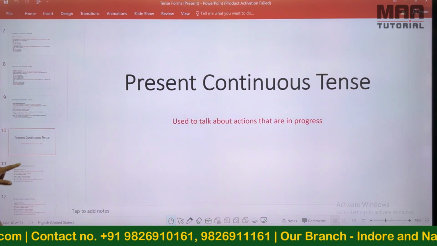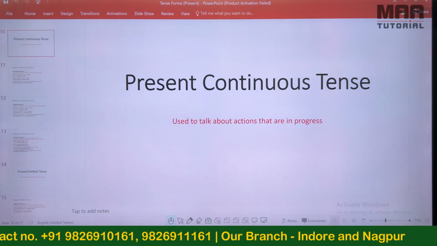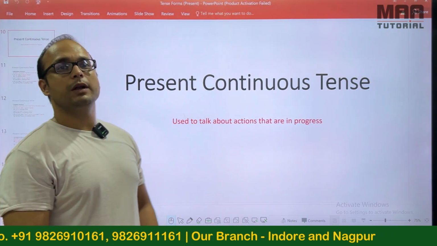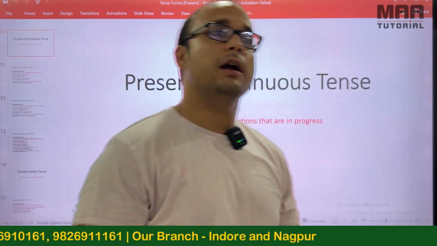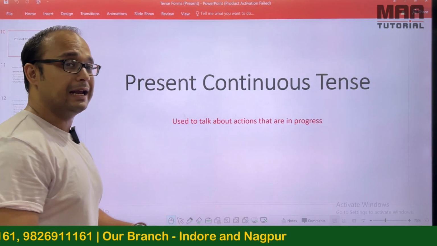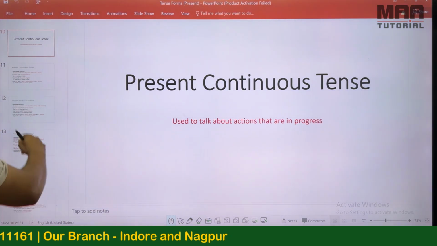Moving on to the next kind of sentence, present continuous tense. Now this is used to talk about actions that are in progress, not habitual actions. Simple present was used for habitual actions, but continuous present is used for actions that are in progress at that time. At that time, if something is happening, we use the present continuous.